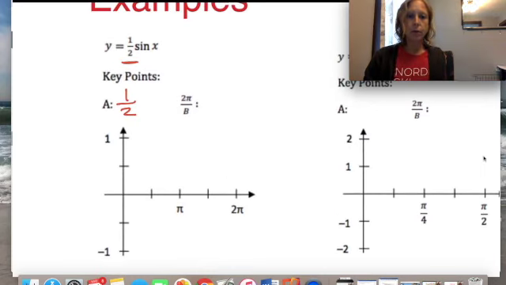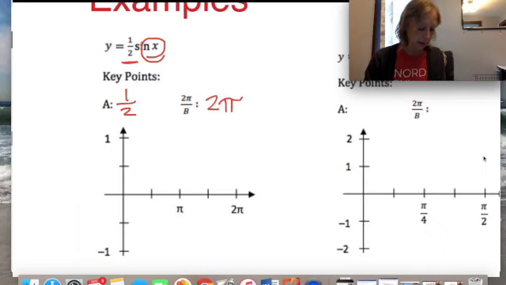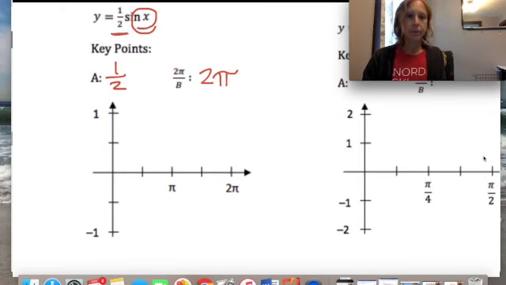Next thing we're going to look for is the period. Do you see a number in front of the x here? No. So the period is just 2 pi over 1. We don't see a number in front of the x. Well, the number that's hiding is a 1. The period is just 2 pi. Nothing has changed from the parent function. The parent function has a period of 2 pi. This does not have a b value in front of the x, so the period of this function is 2 pi.